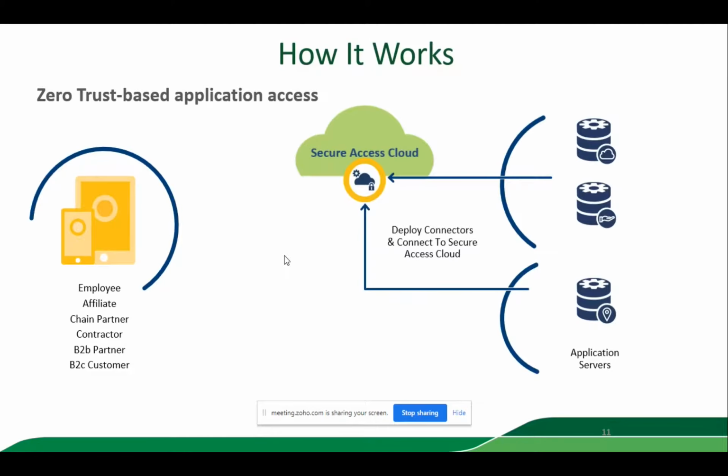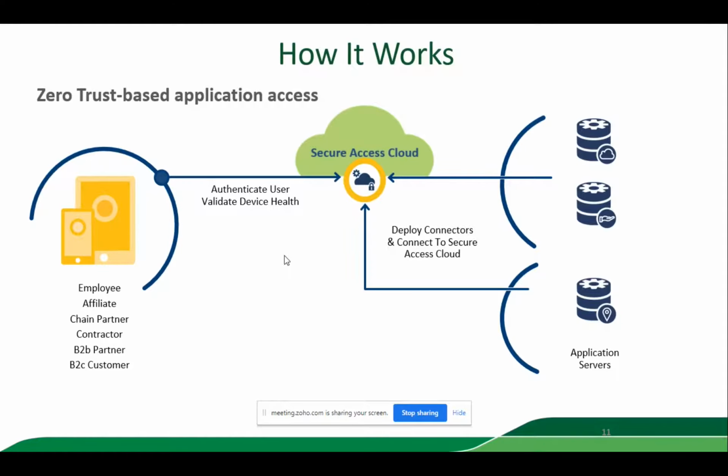So lightweight connectors are deployed in front of the applications to the secure access cloud service. When a user needs to access a resource, he or she is authenticated and authorized via the secure access cloud, and only then they get bidirectional layer 7 connectivity between the user and the application. So he's not given access to the entire network.